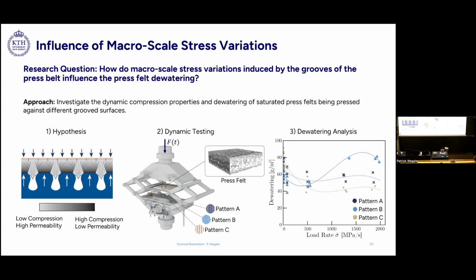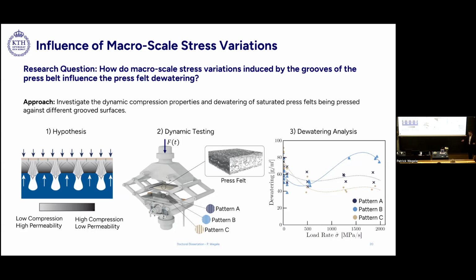So what you see is on the x-axis the load rate, so the dynamic metric, on the y-axis the dewatering. And what is now apparent is that especially for high load rates, which are the industrially relevant load rates, you see that the groove pattern B shows the highest values for dewatering. And this is somehow interesting because pattern B imparts macroscale stress variation at an intermediate level. On the other side, pattern A, which is quite homogeneous, and pattern C, which is inhomogeneous, both create lower values of dewatering.